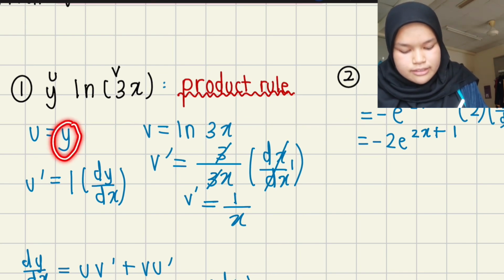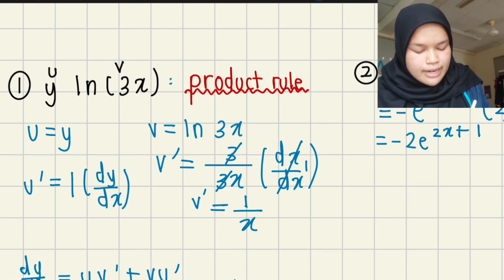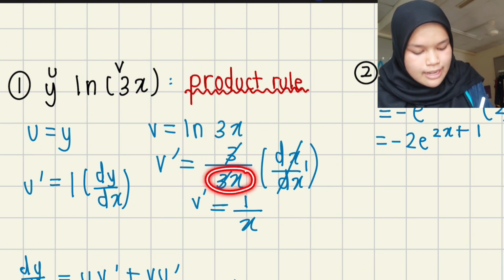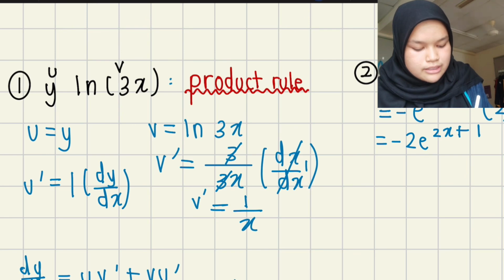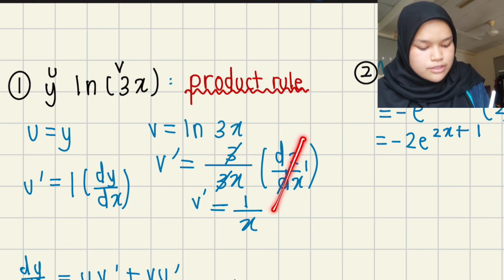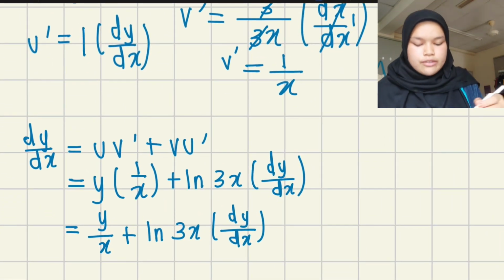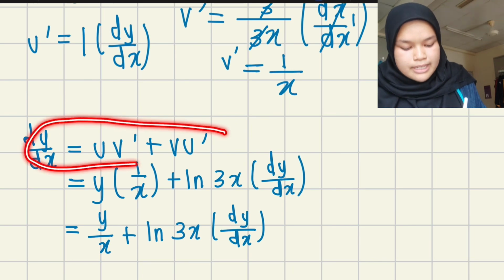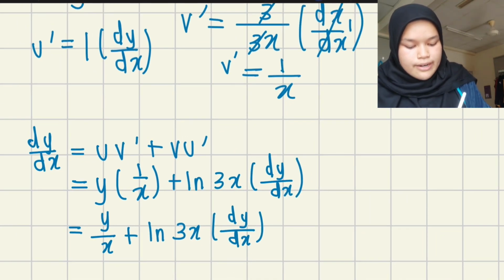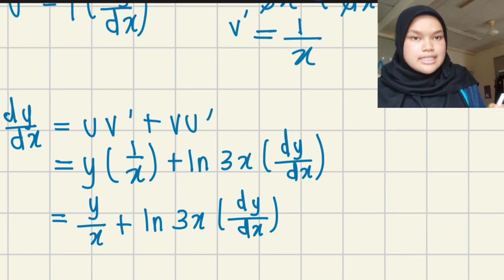v equals ln 3x, and to differentiate ln, you bring the inside to the bottom and you differentiate it. So it will be 3 over 3x. And the x will be dx over dx, but usually we don't write it because it equals 1. So v prime equals 1 over x because we can cancel the 3. Then we solve it using the product rule: dy over dx equals u v prime plus v u prime. So just put everything in, and the answer we got is y over x plus ln 3x dy over dx.